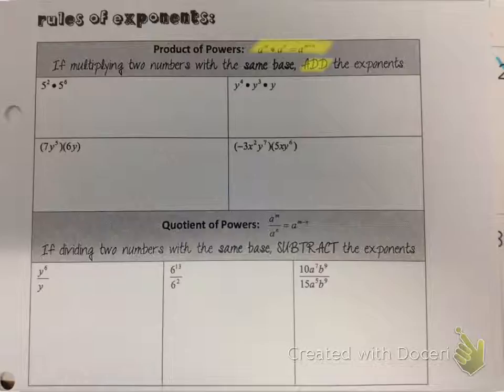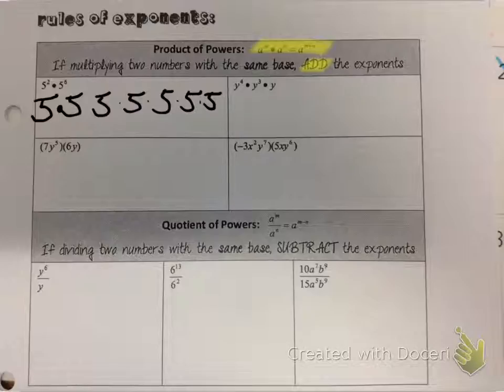And let's look at what happens with our first example. So we know 5 squared is 5 times 5. And then 5 to the 6th is 6 of those: 1, 2, 3, 4, 5, 6. And all of that is multiplied together. Well, how many 5s do we have total? 1, 2, 3, 4, 5, 6, 7, 8. So we would get 5 to the 8th power. Well, that's the same as adding 2 plus 6. So whenever you're multiplying powers, you end up adding your exponents.